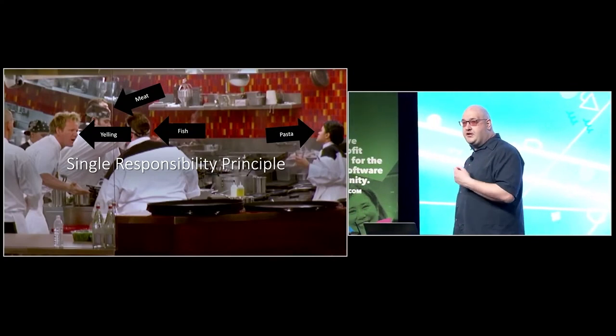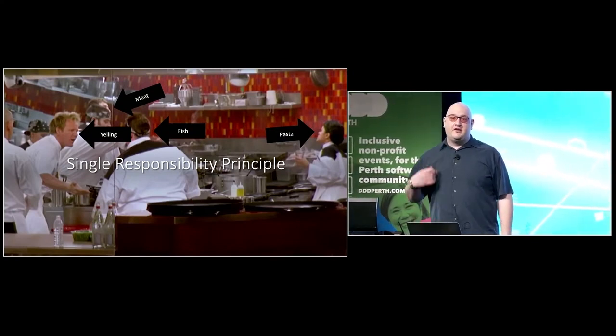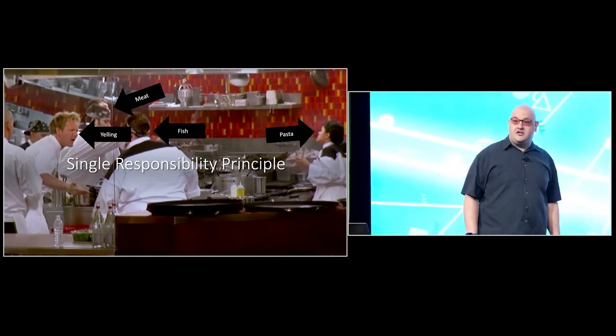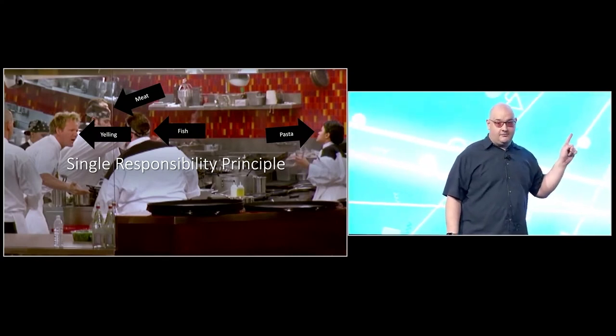For example, in a professional kitchen, they have a separate station for each of their chefs. You have the pasta chef, the fish chef, the meat chef, and based on my knowledge of professional kitchens, which I learned entirely from Kitchen Nightmares, you have to have a dedicated yeller.